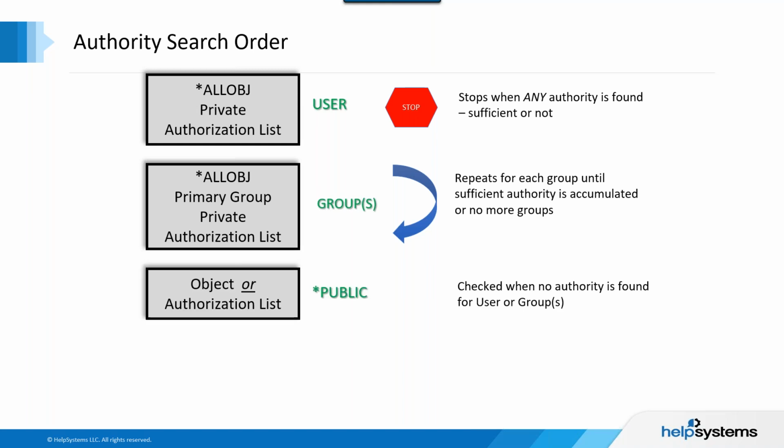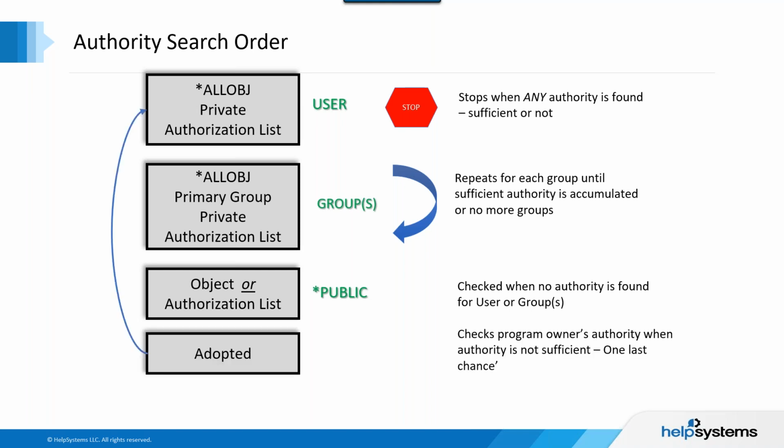But if you have nothing at the user and nothing at the group, then it will proceed on to the public authority. For public authority, it can come from either the object itself, or if it is secured by an authorization list, it can come from the authorization list if you have pointed public to the authorization list. You must say public authority comes from the authorization list.